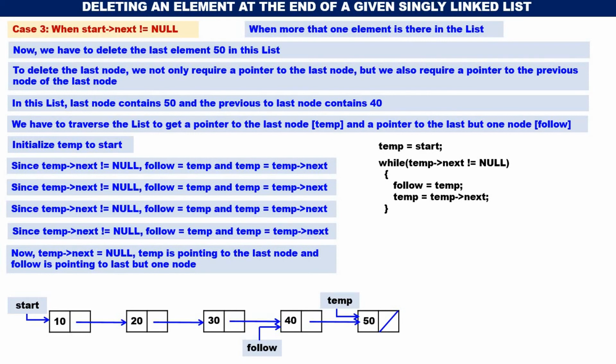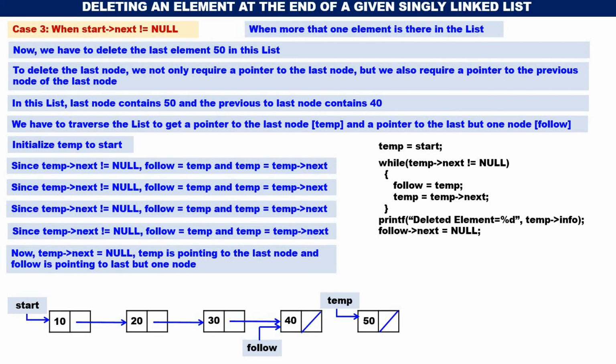Very good. Now, how to disconnect 50? Very simple. Address part of 40 should be made null. Who is containing the address of the node 40? Follow. Therefore, follow of next is equal to null. Before that, we will display temp of info also. After that, follow of next is equal to null.